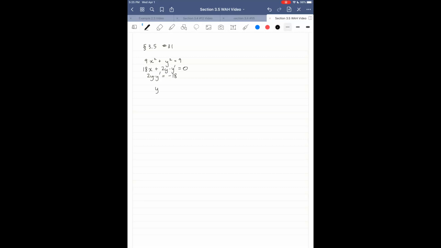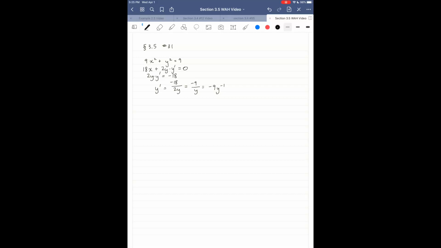Okay, so now I just want to solve for y prime, so I'm going to subtract the 18x over to the right-hand side, and then I'm going to divide by 2y, so that y prime is negative 18 over 2y, which I could rewrite as negative 9 over y, or I could write as negative 9y to the negative 1. Either of those is fine.